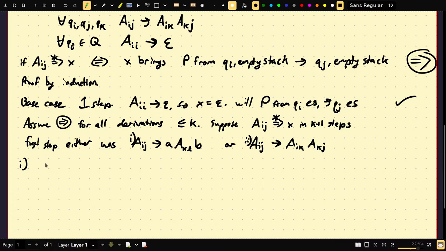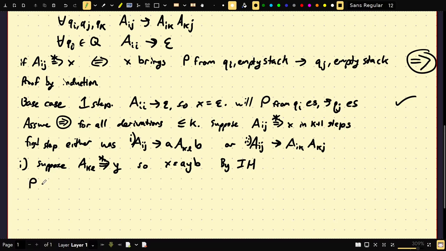So suppose that A_ik will produce a string Y in who knows how many steps. So then X equals AYB, right? And by the induction hypothesis, we know the following is true.